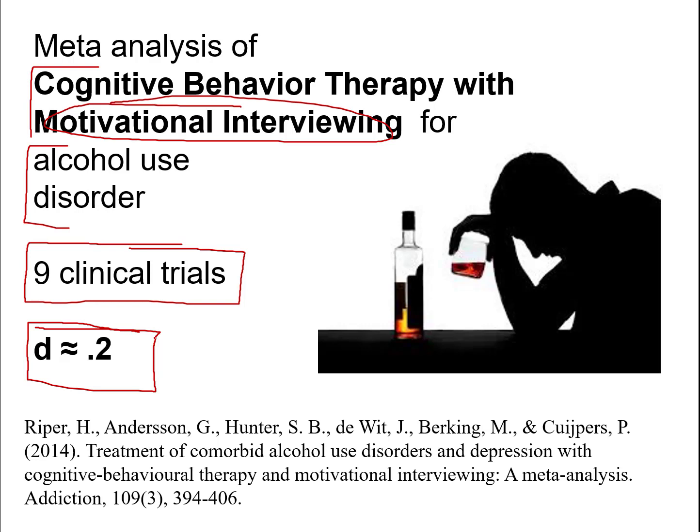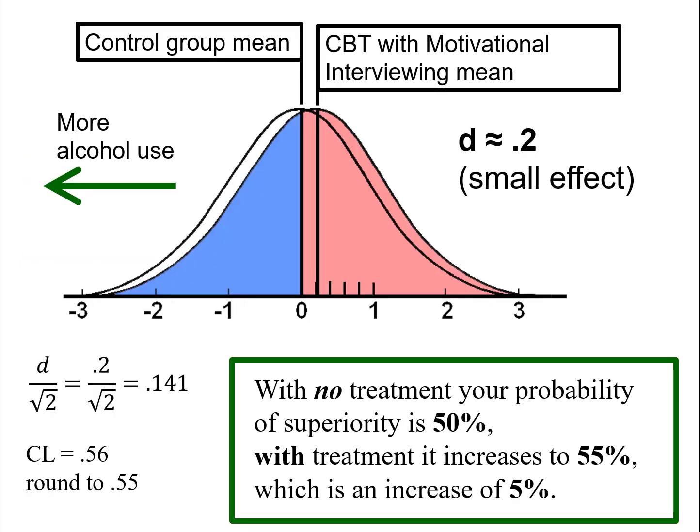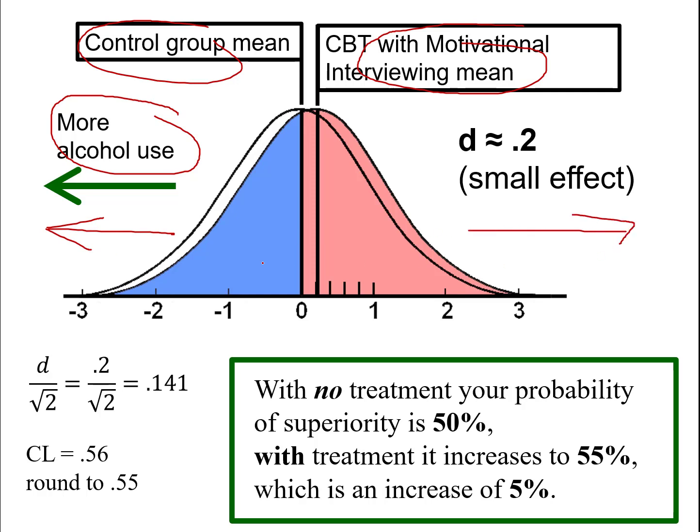So what does a d-statistic of 0.2 look like? Here is my picture illustrating a d-statistic of 0.2, illustrating the effectiveness of motivational interviewing as a treatment for alcohol use disorder. We have a control group that received no treatment and a treatment group that received motivational interviewing. Our outcome variable is levels of alcohol use, how much the person is drinking. As I've been doing all along, going towards the left is more problematic behavior, so that would be more alcohol use, and going towards the right is less alcohol use.